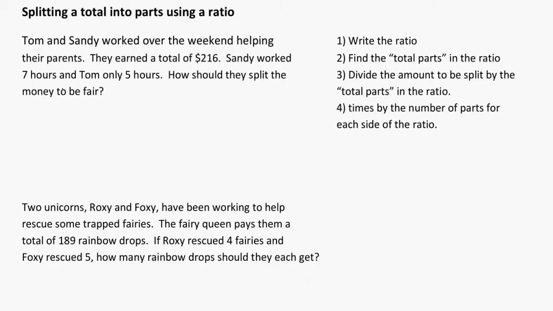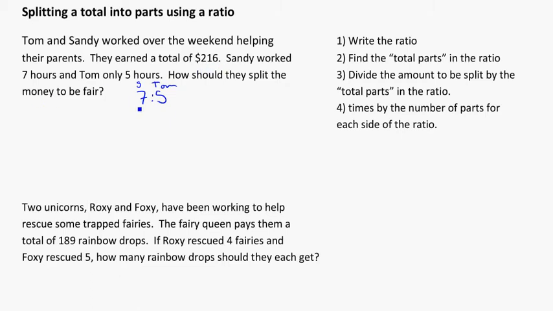So what I mean by that is if we look at our problem, Tom and Sandy worked over the weekend helping their parents. They earned a total of $216. Sandy worked 7 hours and Tom only 5 hours. So here I can write out the ratio 7 to 5, and that's Sandy to Tom. So we want to know, how should they split up the $216?